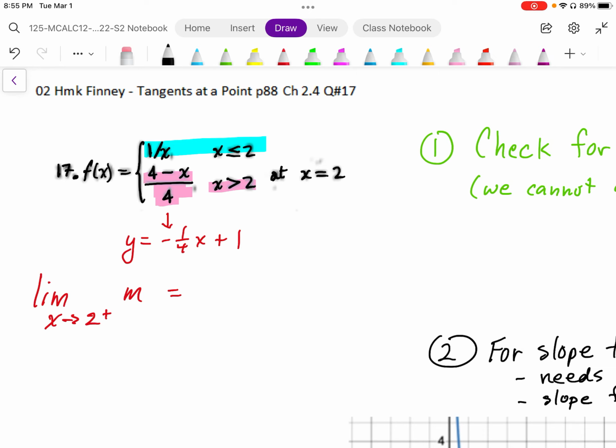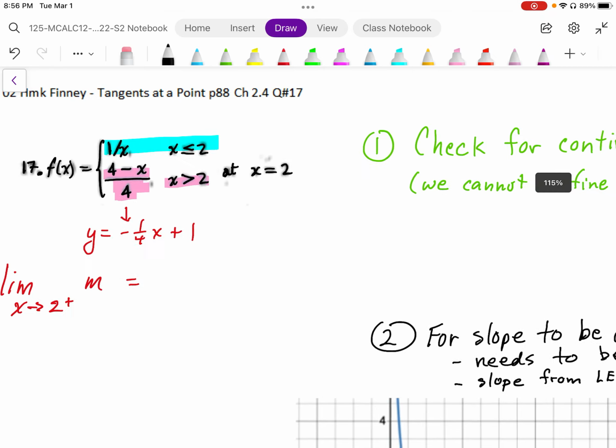So the first thing I did was just simplify that linear expression. So 4 minus x over 4 became y equals negative 1 over 4 x plus 1. So I've got a slope of negative 1 over 4 and a y-intercept of plus 1. So I want to know if the slope is defined at that point.